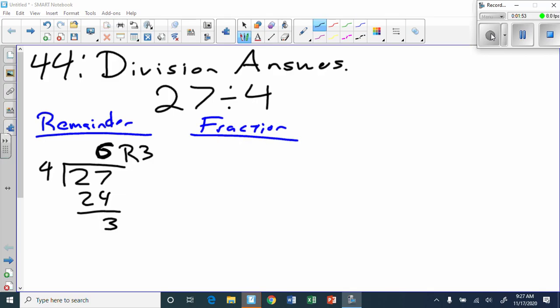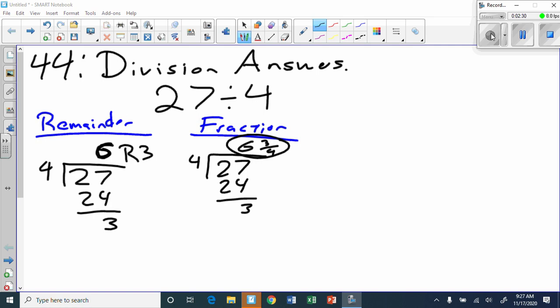In the fraction, we have 27 divided by 4. We're going to get 6 times 4 is 24, 3. And here we would say it's 6 3/4. We need 3/4 of a vehicle. Now, when might we use 3/4? Cutting pies. Yeah, cutting pies or cutting pizzas, right? You know, this is their portion.